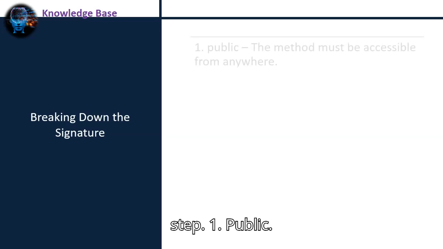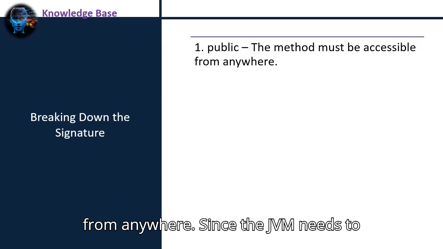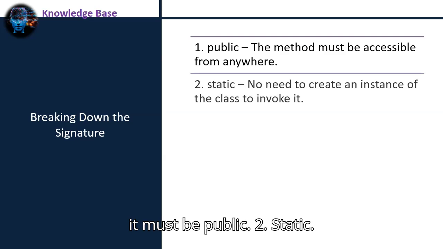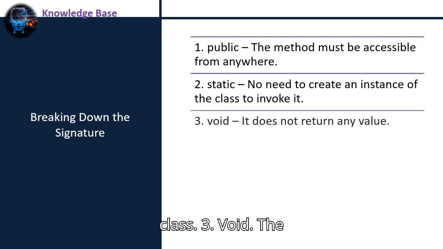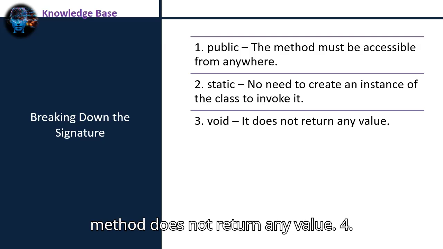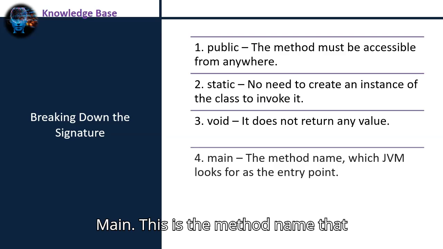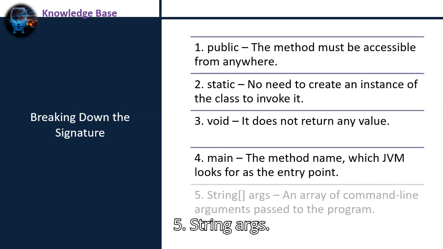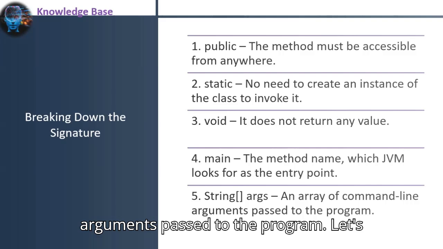1. Public. This means that the method is accessible from anywhere. Since the JVM needs to call this method from outside the class, it must be public. 2. Static. It allows the method to be executed without creating an instance of the class. 3. Void. The method does not return any value. 4. Main. This is the method name that the JVM recognizes as the starting point. 5. String[] args. This is an array that holds command line arguments passed to the program.